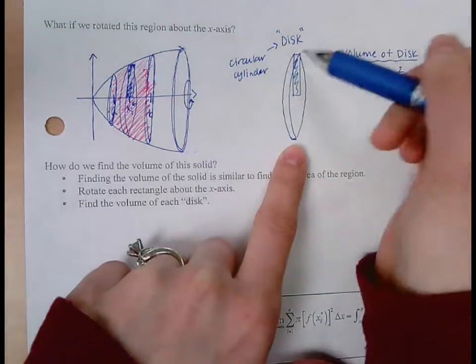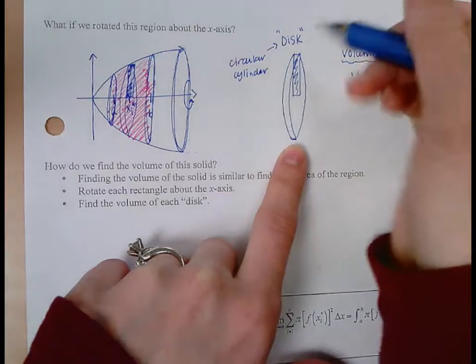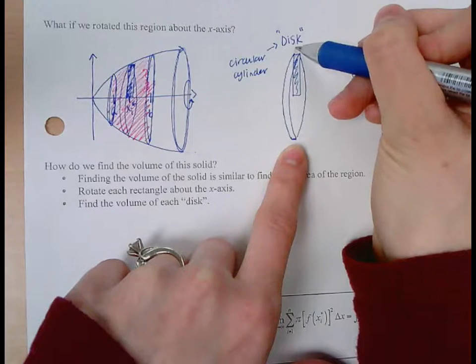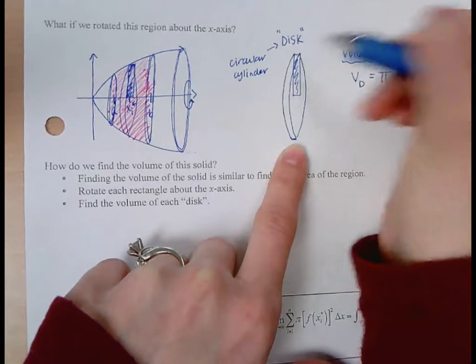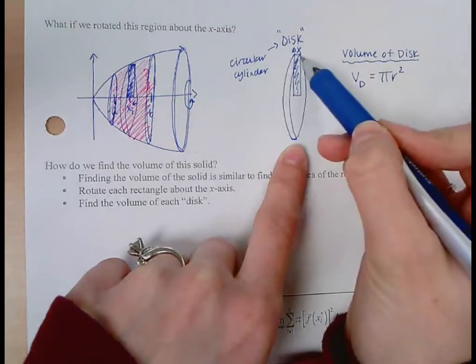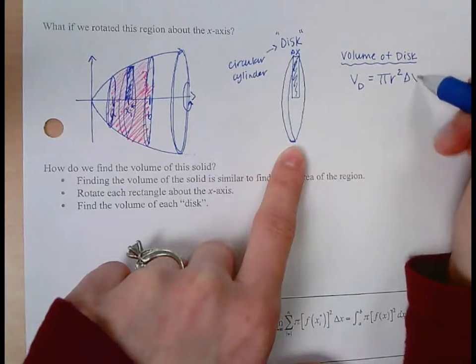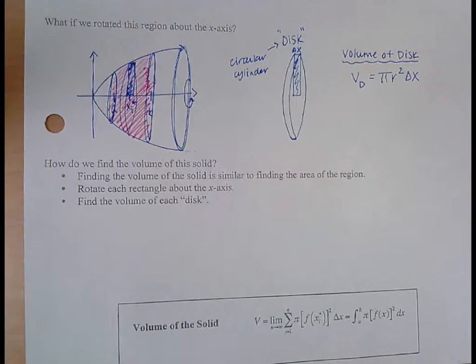times the width. What would the width of the disc be? The height or the... Nope. What's the width of the rectangle? Delta x, yeah. So the width of that disc is the width of the rectangle. That's still your delta x. So it's pi r squared times delta x. This will always be the formula for the volume of every disc, it's always pi r squared delta x.